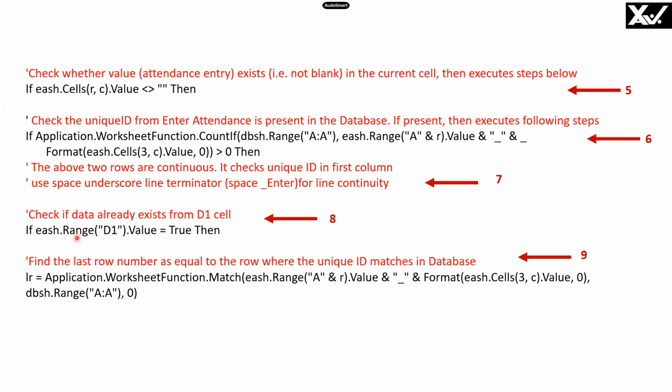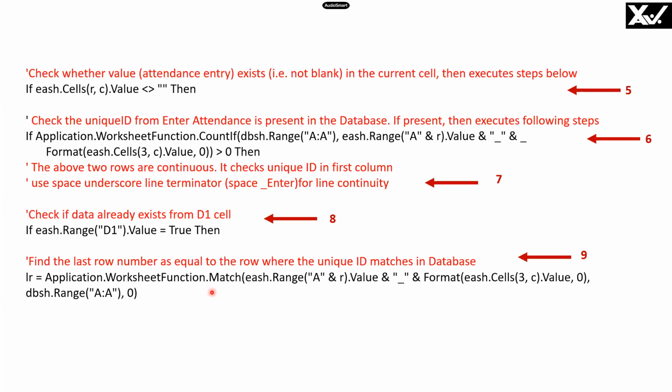Therefore, if enter attendance sheet range D1 value is true, that means we have checked the checkbox. Then it will proceed further. Otherwise, it will go to the last row and update. Now it's not going to the last row. It will find out the row in which it is matching. Right? It has found out that value, it is finding out.